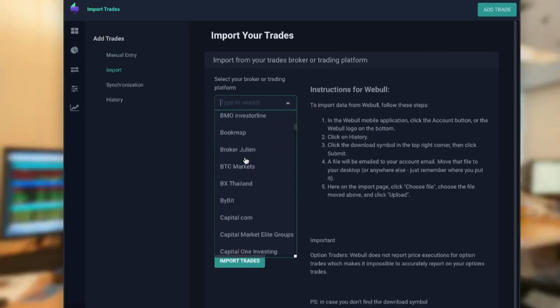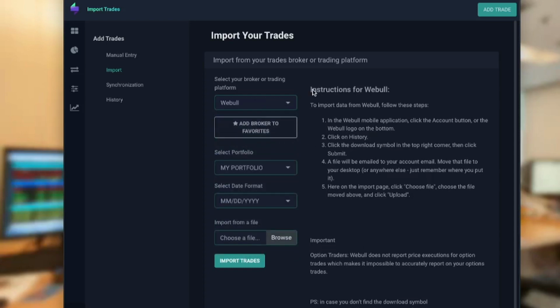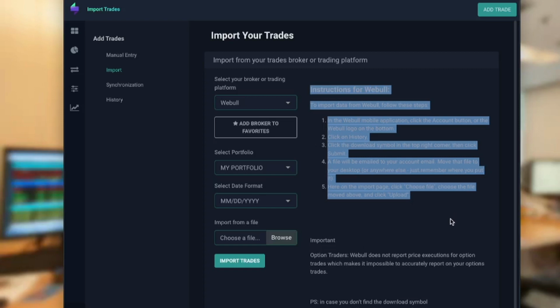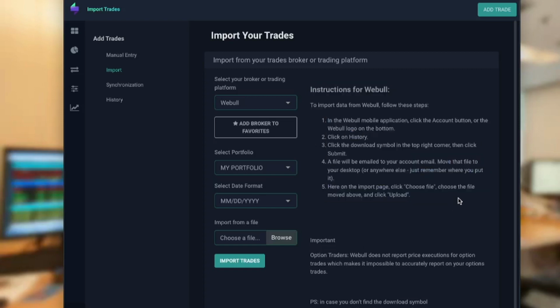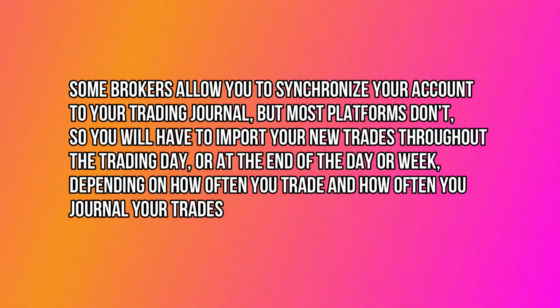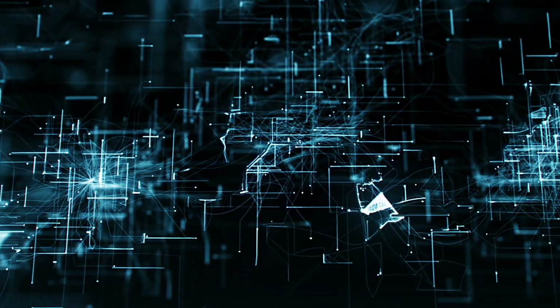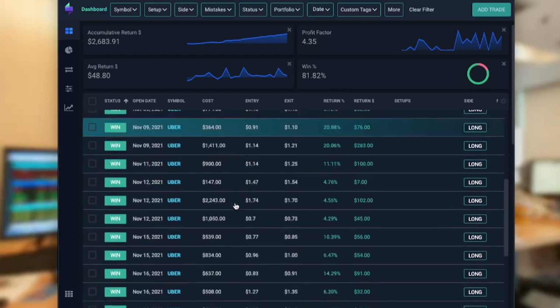Just select the broker or crypto trading platform that you use, and then follow the instructions that they give on the right, as each broker has different instructions when it comes to downloading your trades so that you can import them into your journal. Some brokers allow you to synchronize your accounts to your trading journal, but most platforms don't, so you'll have to import your new trades throughout the trading day or at the end of the day or week, depending on how often you trade. If you import the same trades, the system will pick it up and not put in duplicates. Now you will see a history of your trades.